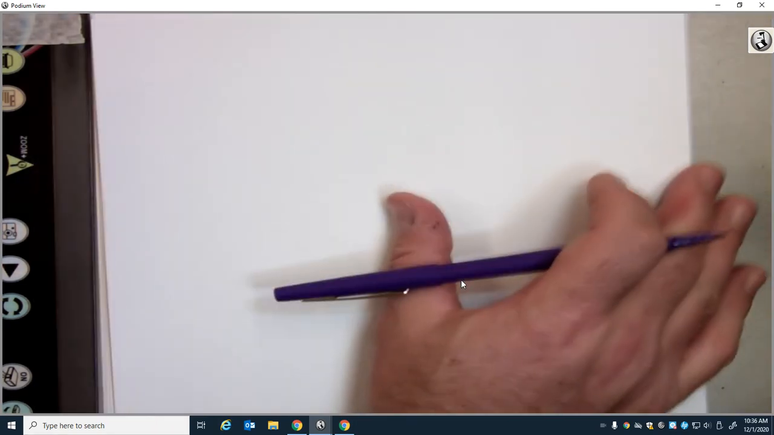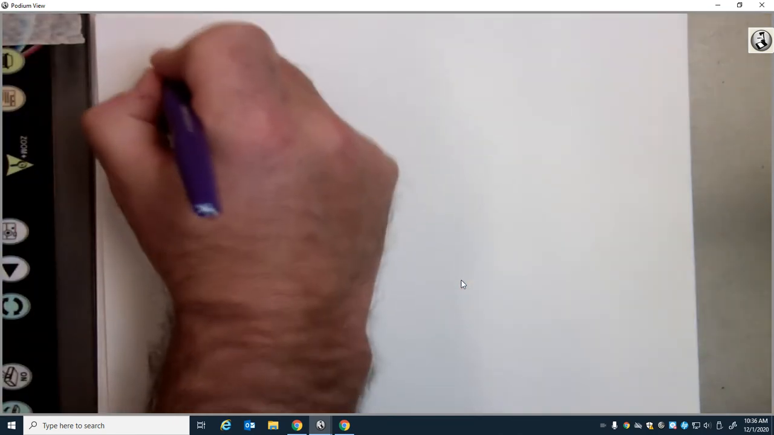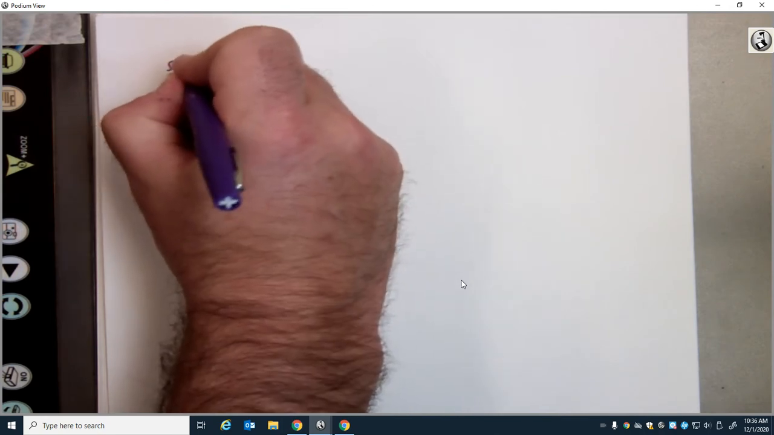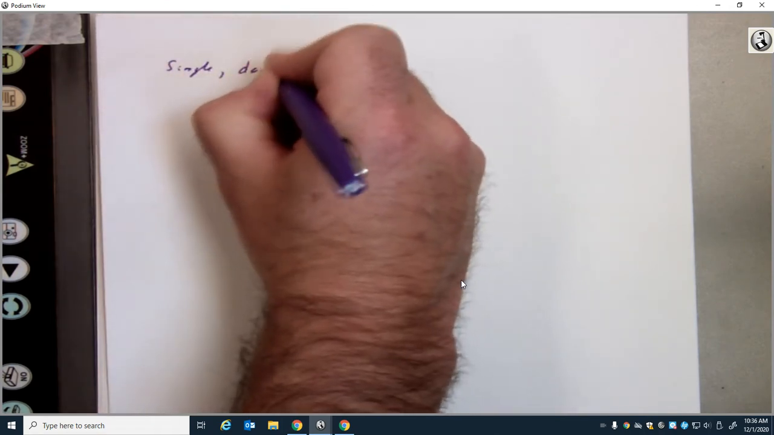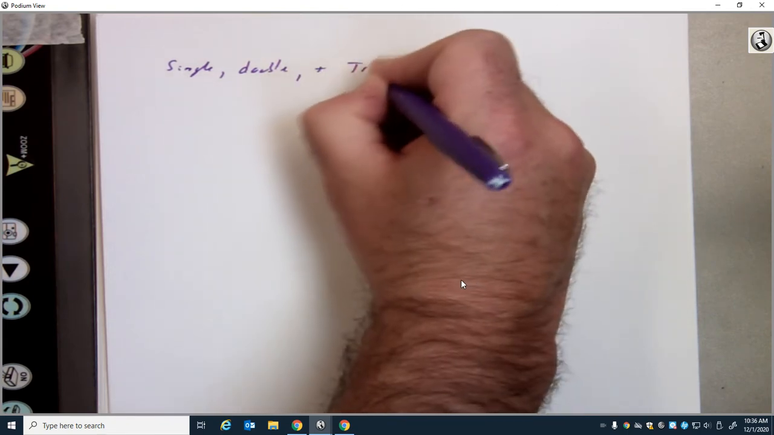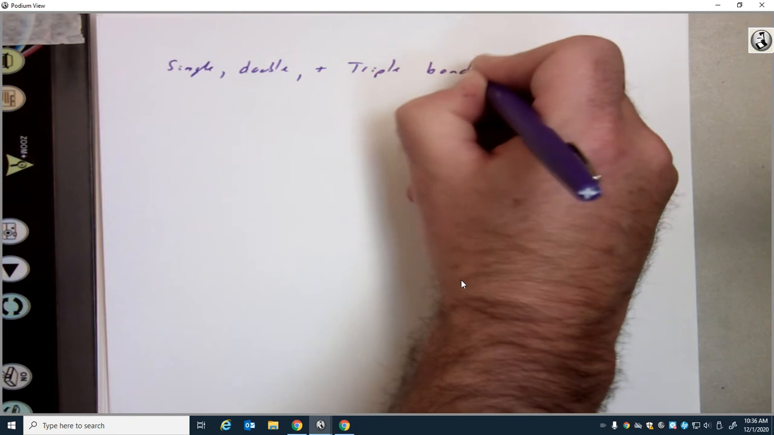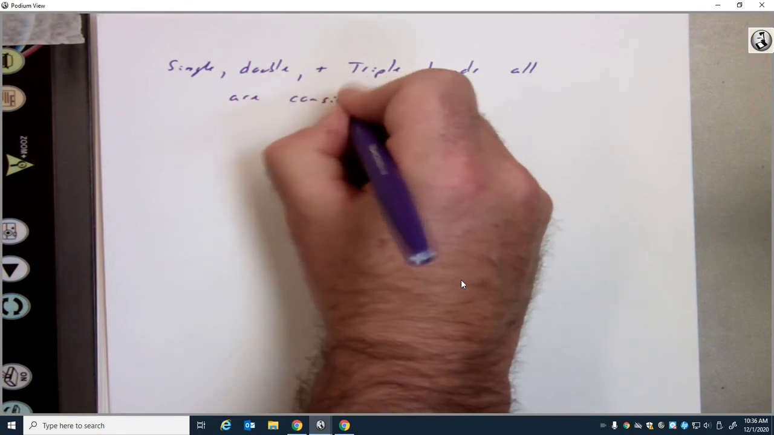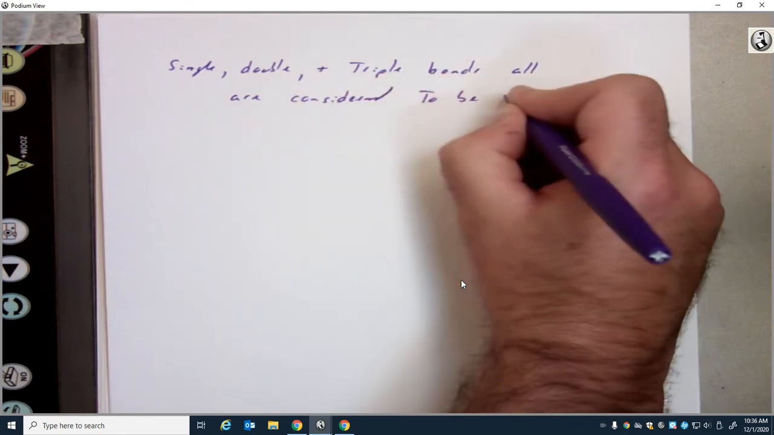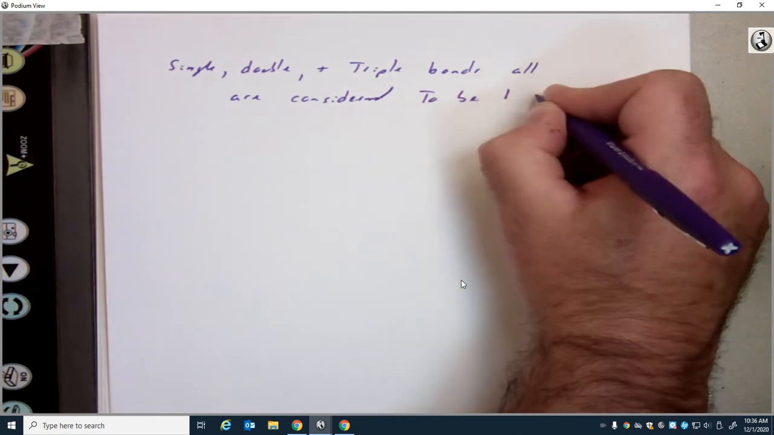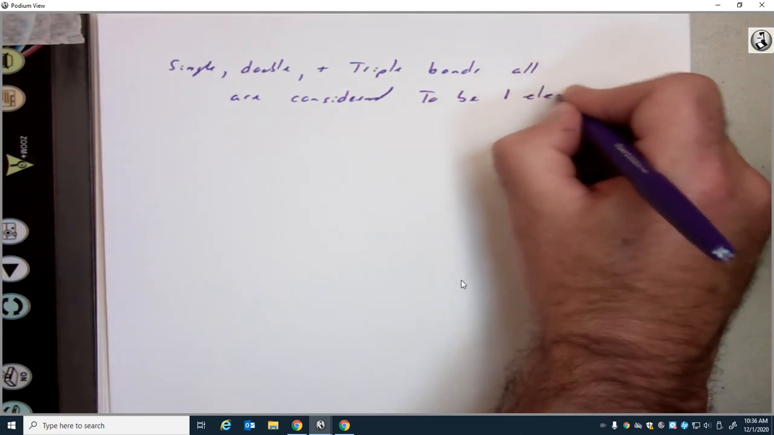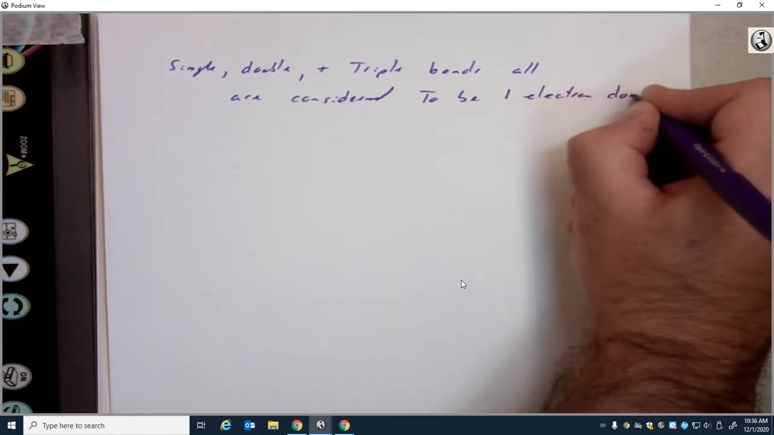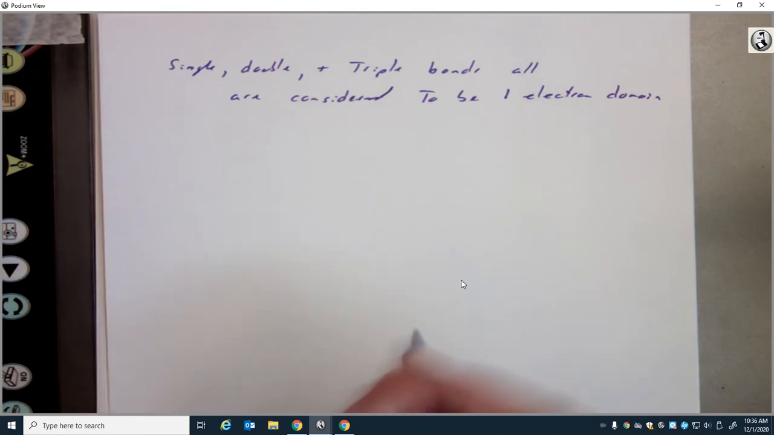Now, in VSEPR, single, double, and triple bonds all are considered to be one electron domain. Okay, and let me show you what I mean.